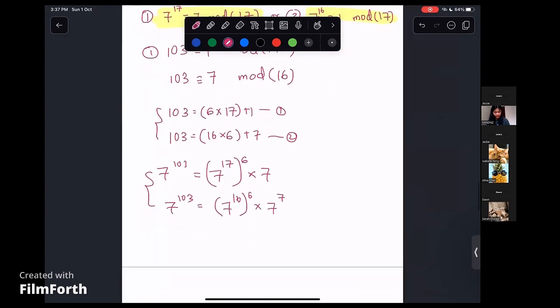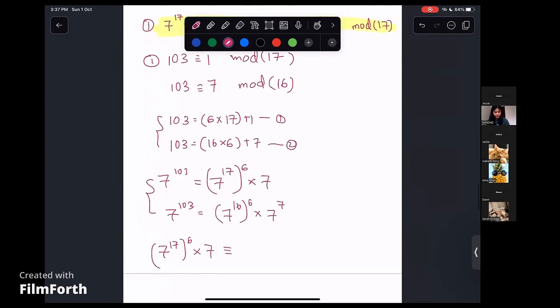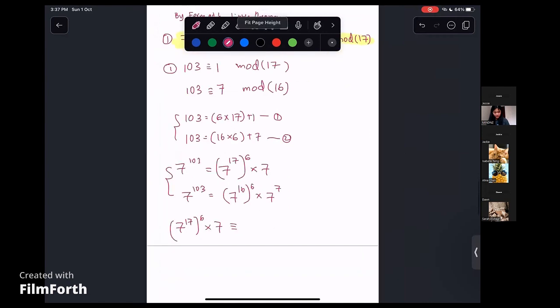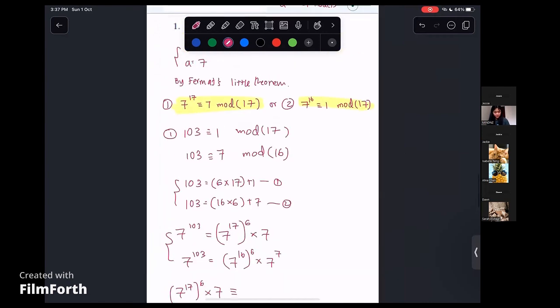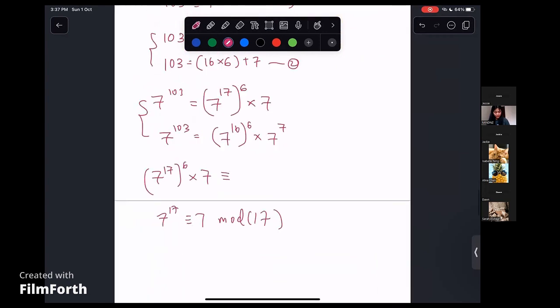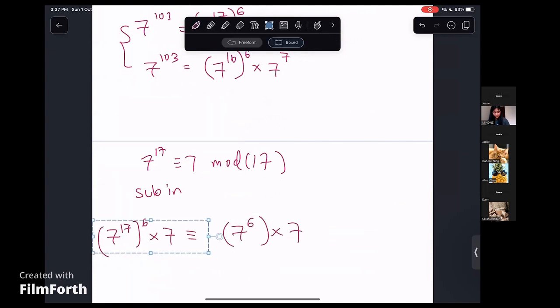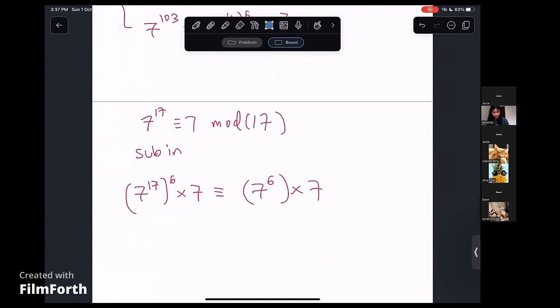So let's say we try the first one. We have this. Well, we know that 7 to the power of 17 is congruent to 7 mod 17. So we could substitute that in. Then we should just get 7 to the power of 6 times 7, right? So 7 to the 103 should be congruent to this.